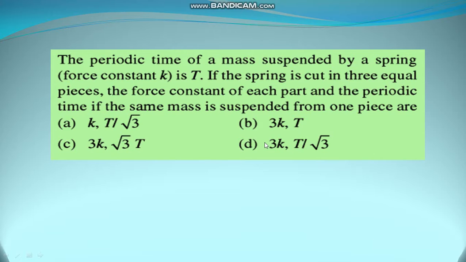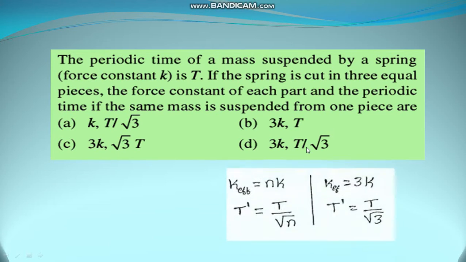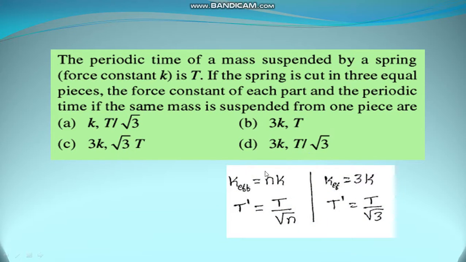Okay, next new time period. New time period is what? T dash is equal to T by square root of n. So our answer, see here, effective spring constant nK, that is 3K, and new time period T by square root of 3, that is answer D.